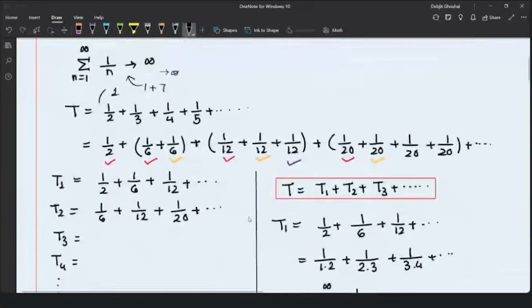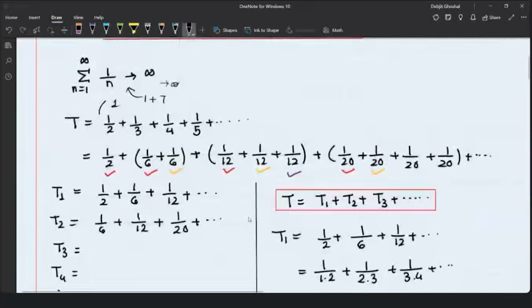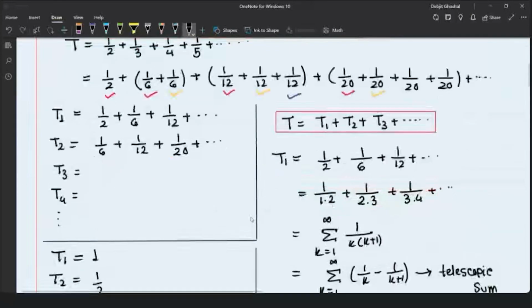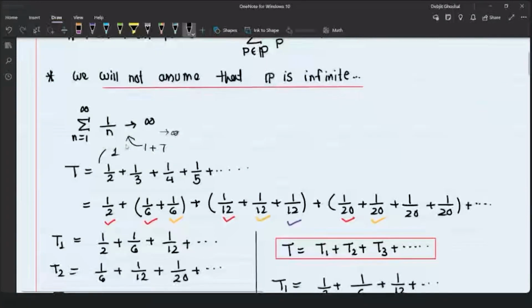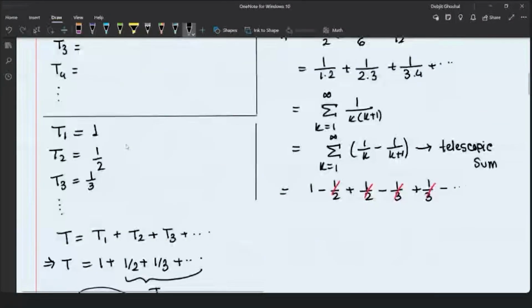Actually, we all proved that this series is divergent in a different way, but here I have tried a little bit different way. We all proved it using the comparison test and such things. Is it clear to everyone?